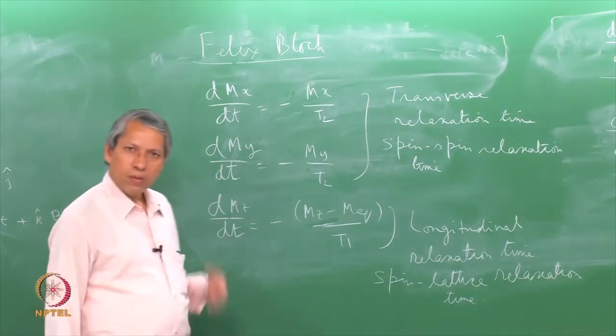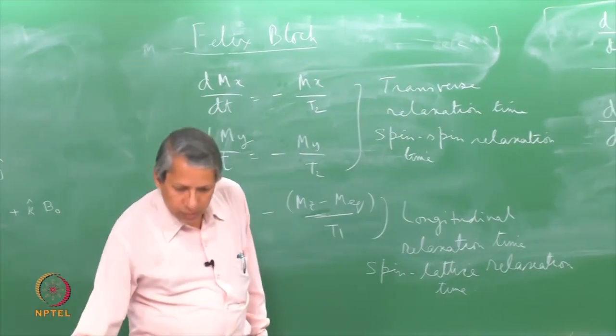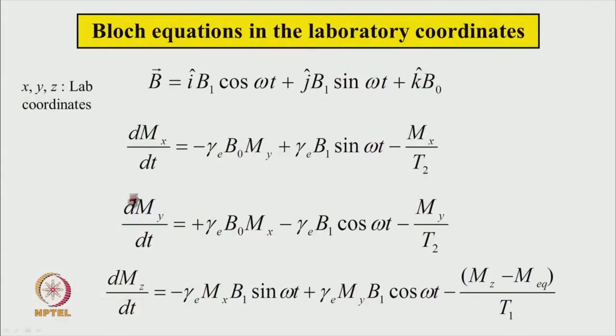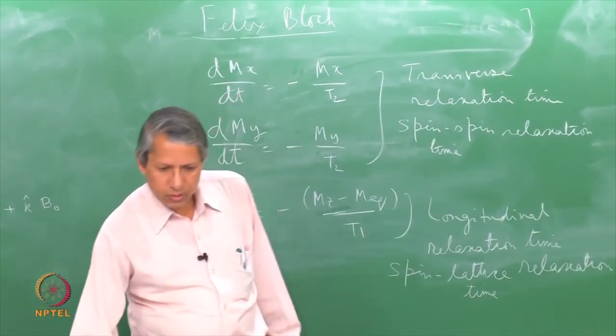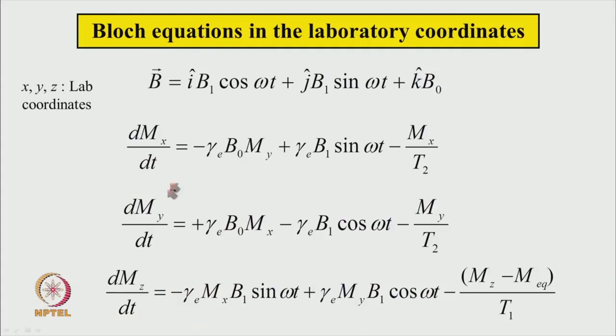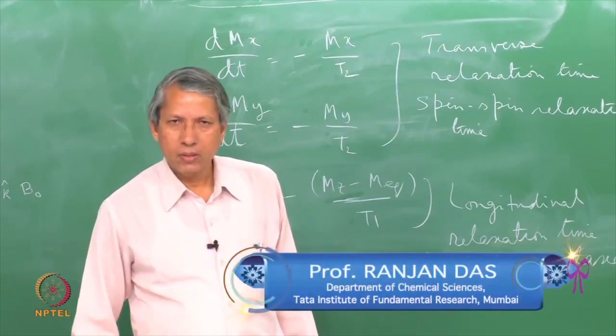And finally, we got this time dependence of the magnetization in the presence of all the magnetic fields that the magnetization sees. These equations are called the Bloch equations for the time dependence of magnetization. These are very famous in magnetic resonance studies. With this, we stop this lecture and we will continue our discussion in the next one.